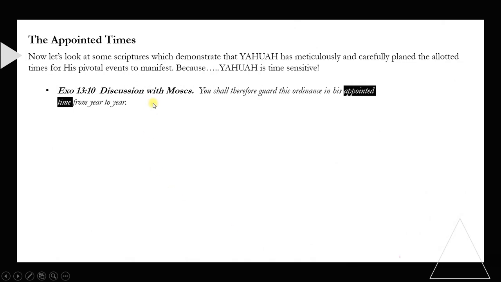Here's a discussion with Moses. You shall therefore guard this ordinance in his appointed time from year to year. This ordinance is a law that is saying the holy days are appointed. They are not to be determined when we want them to be, but when Yahuwah has allotted that time for. And we are to do this perpetually, right?